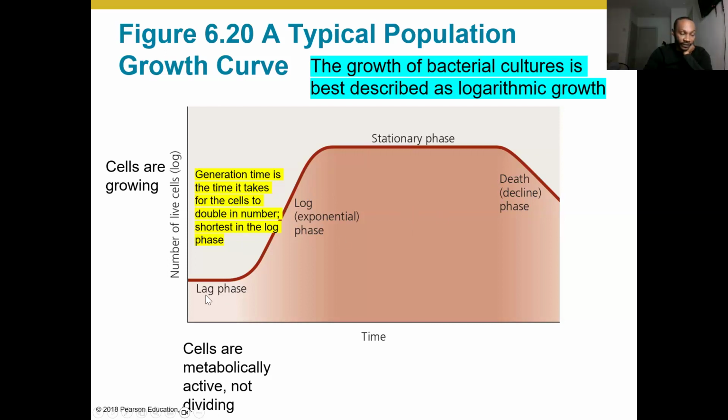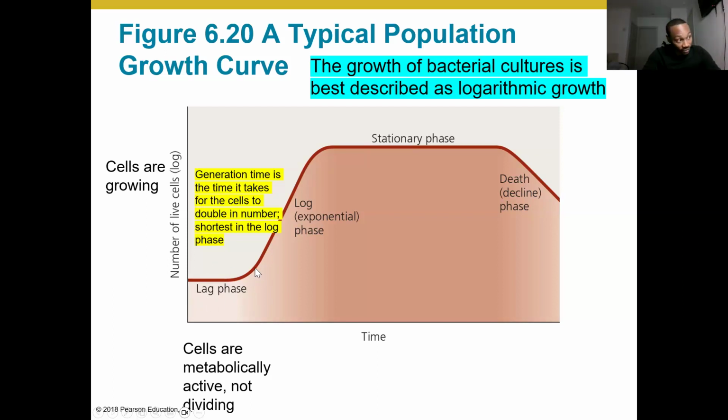It has a lag phase. Notice how it's just lagging. Cells are there, they're metabolically active, but they're not dividing. They're just getting used to the nutrients. They're not growing in numbers. They're still living though, but they're not dividing.